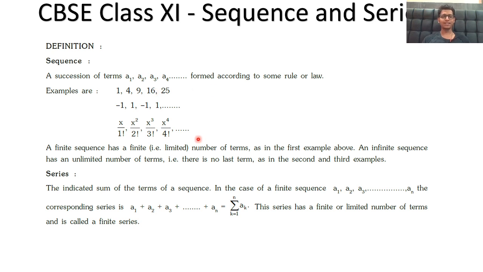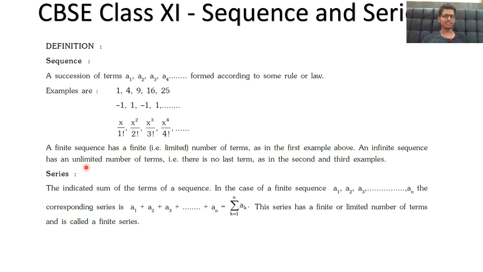However, an infinite sequence has an unlimited number of terms. That is, there is no last term. As in the second and third examples, we can see this sequence can go till infinity. The same goes for this: x by 1 factorial, x squared by 2 factorial, x to the power 3 by 3 factorial. This list also can go till infinity.